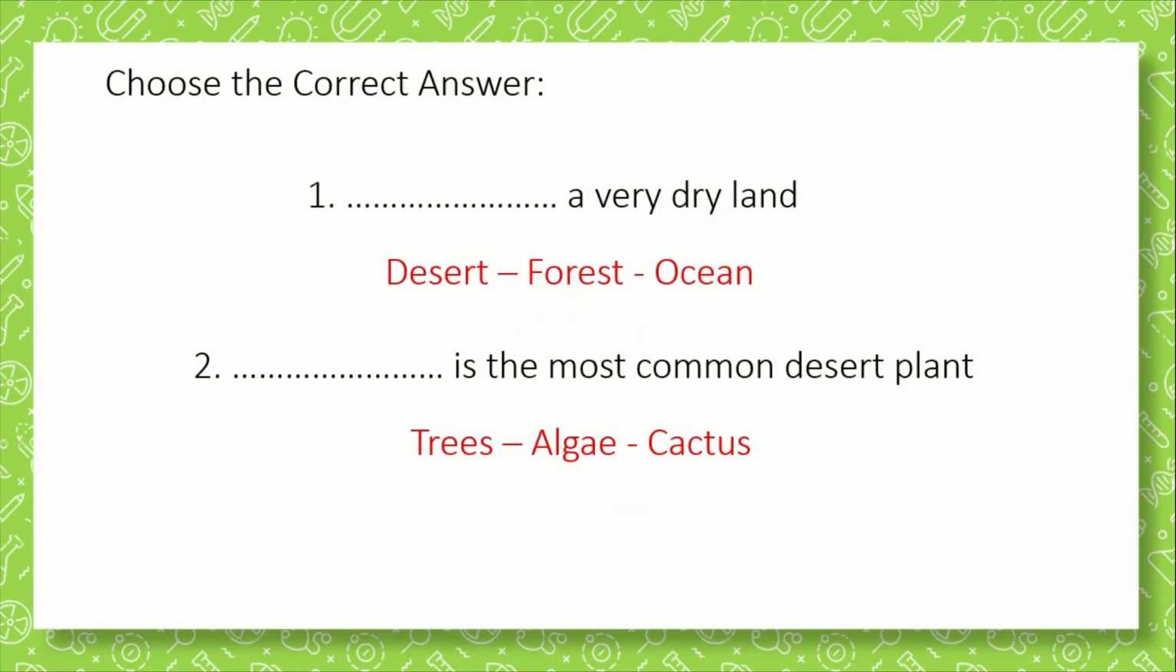Next, let's solve this. Choose the correct answer. Question 1. What's a very dry land? Is it desert, forest, or ocean? It's a desert, correct. Question 2. What is the most common desert plant? Is it trees, algae, or cactus? It's cactus, correct.